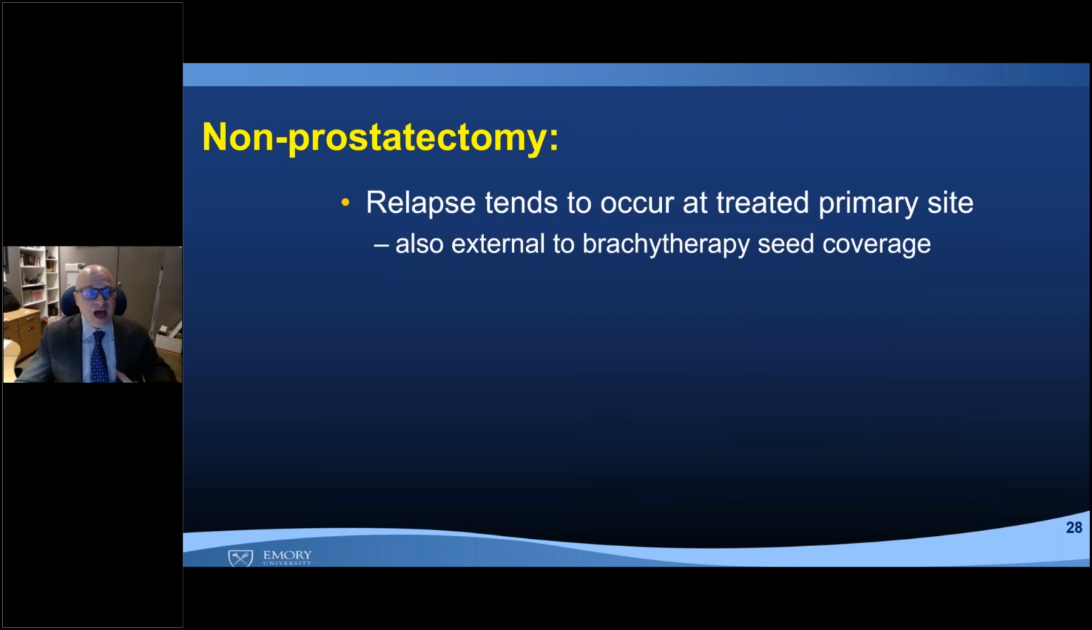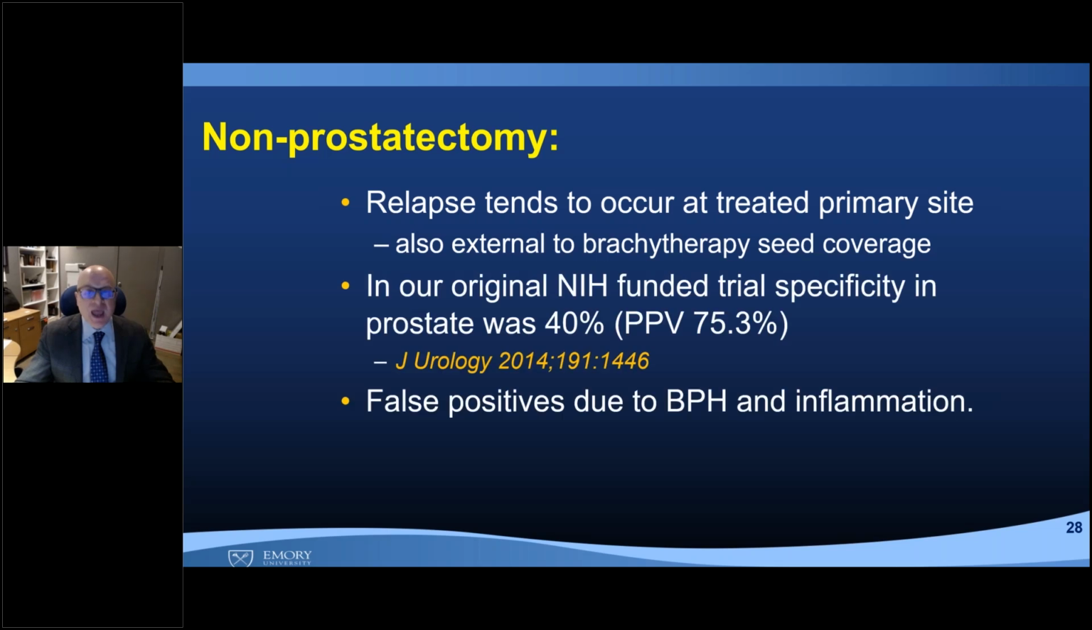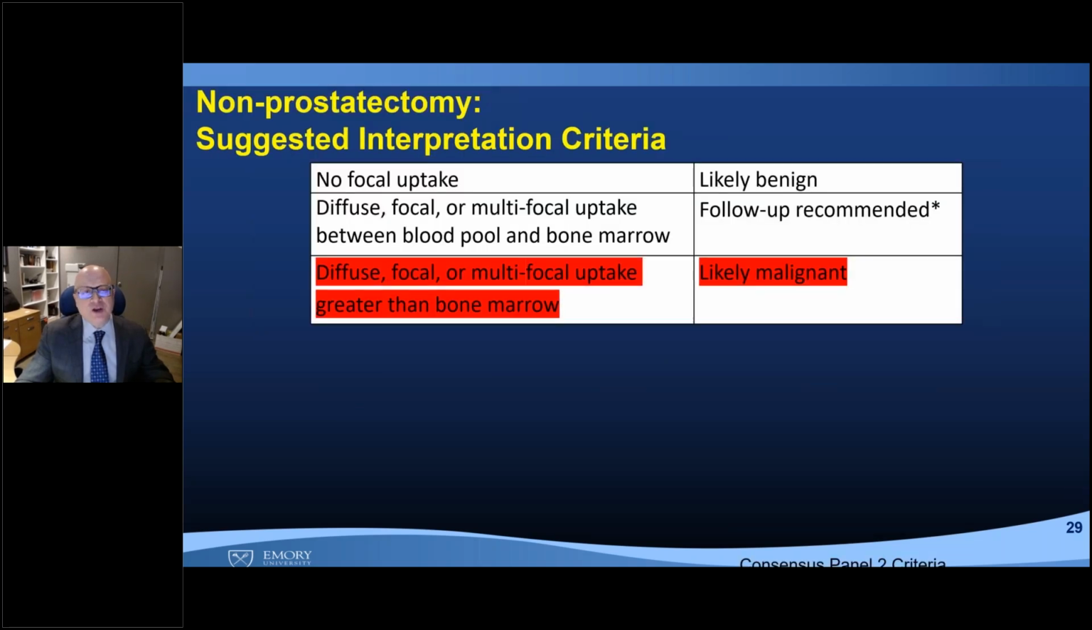Moving on to non-prostatectomy. Relapse tends to occur at the treated primary site, also external to brachytherapy seed coverage, by our experience. In our original NIH-funded trial, specificity in the prostate was lower, about 40%, with a positive predictive value of 75%. So this is where you can get a little bit more false positives, probably due to BPH and/or inflammation. So here you want to use a higher threshold.